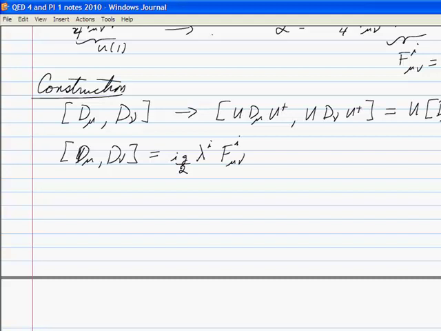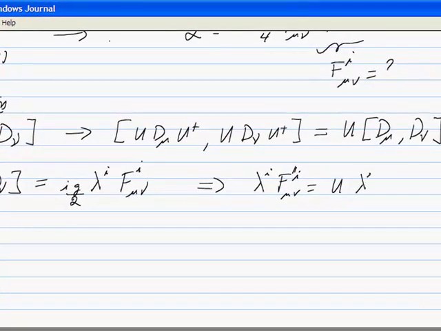Okay, so we don't know what F is here, and even what it means, but we would then know that F prime mu nu equals U lambda F mu nu U daggered. So there's a summation up there. So we have that transformation property, and it's then easy to construct an invariant using our tricks.